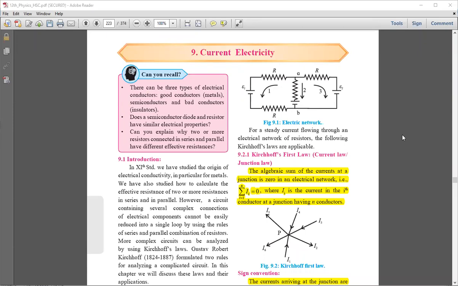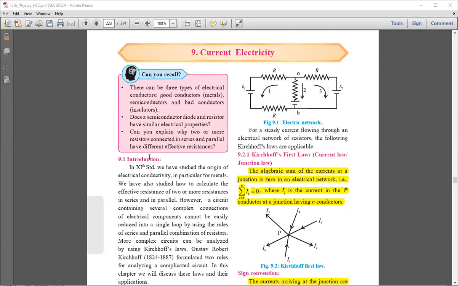So we are going to start this 12th standard with this current electricity chapter. Okay, so we already learned some of the basic things in current electricity in 11th standard. You all know about Ohm's law, what is resistance, what is EMF in a circuit, resistors in series, resistors in parallel, cells in series and cells in parallel. All these things you have learned.